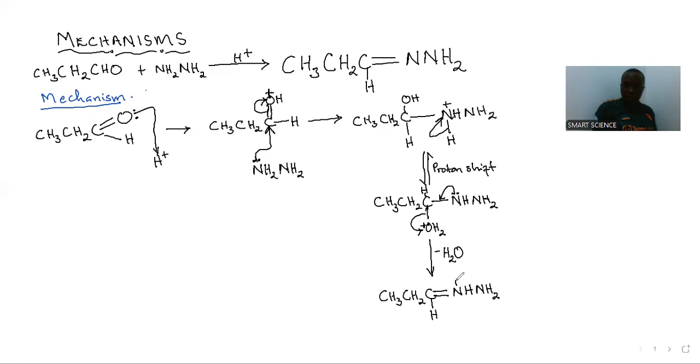This nitrogen becomes positive, and it's going to be stabilized by loss of a proton. That's why when we come to this, we shall say minus a proton, so that we form CH3, CH2, carbon, double bond, one hydrogen there, then N, and lastly NH, NH2.